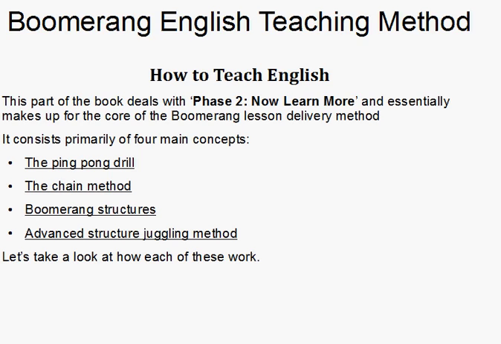This is the core of the Boomerang English teaching method. It consists primarily of 4 concepts: the ping pong drill, the chain method, Boomerang structures, and the advanced structure juggling method. We're going to look at each one of these individually and explain them in detail. They are covered in the teacher's book for you to refer to as well. If your teachers ever need to refresh, you can either teach them yourself or just show them this video, because it is the Boomerang English standard.